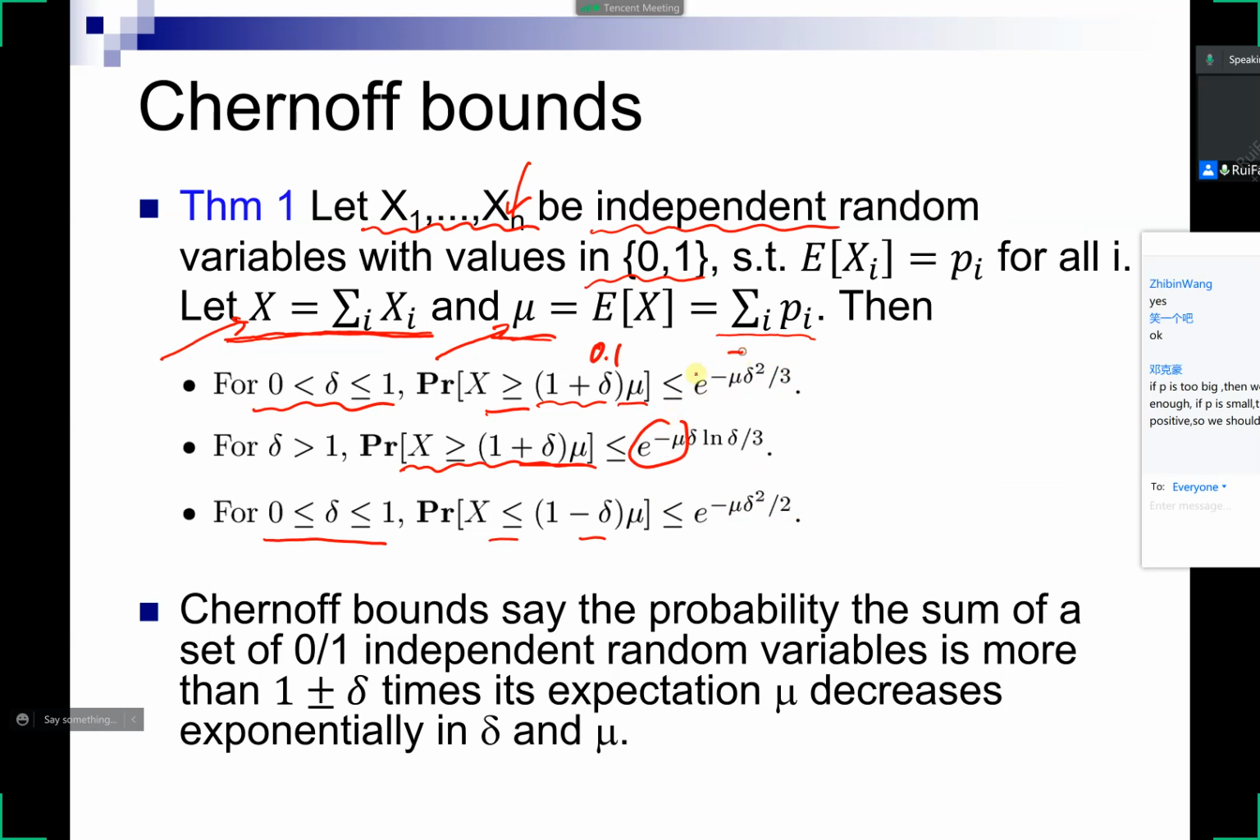Okay, so you see that in all three cases, you have this exponential dependence on the expectation. And the constant terms are the only things that differ in these three cases. So that's the Chernoff bound, or at least one version of it. We're going to see how to apply these bounds later, but this is what the theorem says. Are there any questions about this?